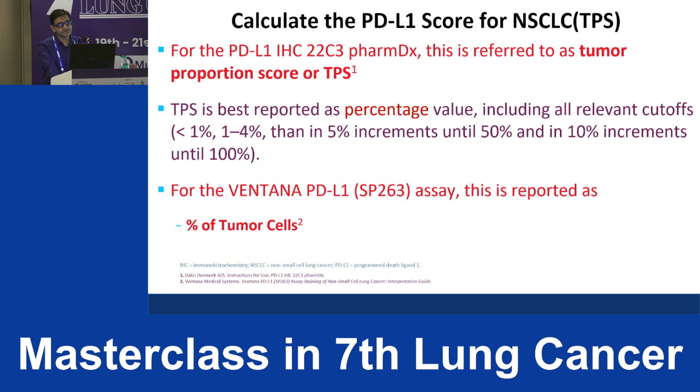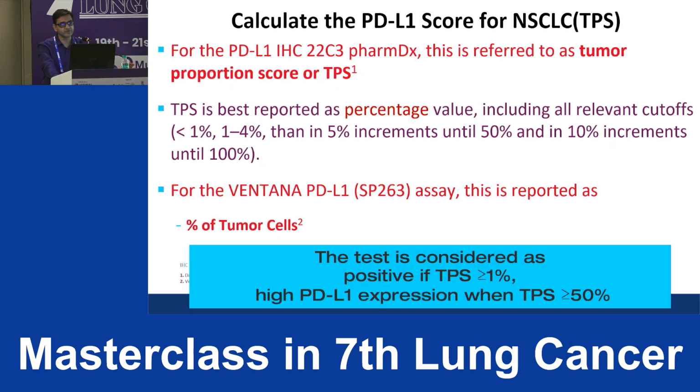And so TPS is used if you are using 22C3, but if you are using Ventana, then it is better to give the percentage of the tumor cells expressing. Both have the same meaning. There is no difference between the two. Any staining which is more than 1% is considered positive, and high expression is considered when it is more than 50%.